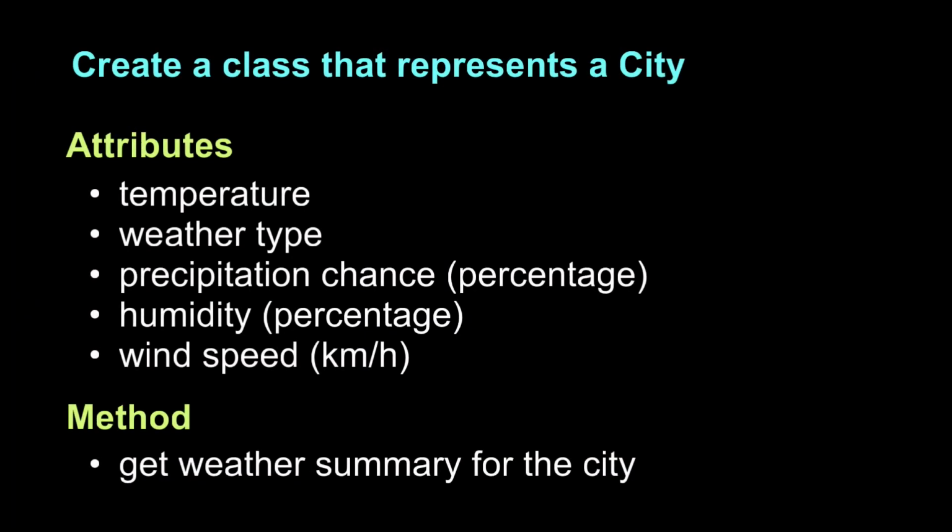First of all, as part of our weather forecast application, I want to create a class that represents a city. In this specific context, a city can have different attributes. We will use the following: temperature, weather type, precipitation chance in percentage, humidity in percentage, and wind speed in kilometers per hour. We also want the city class to have a method that provides the weather summary for that city.